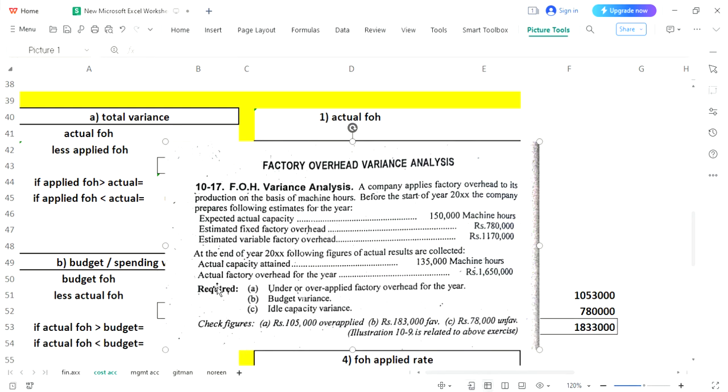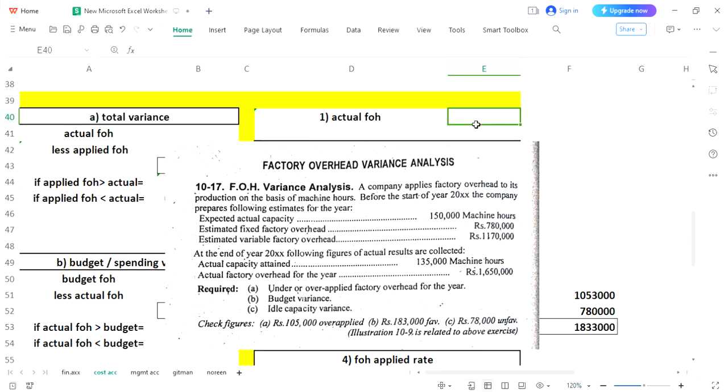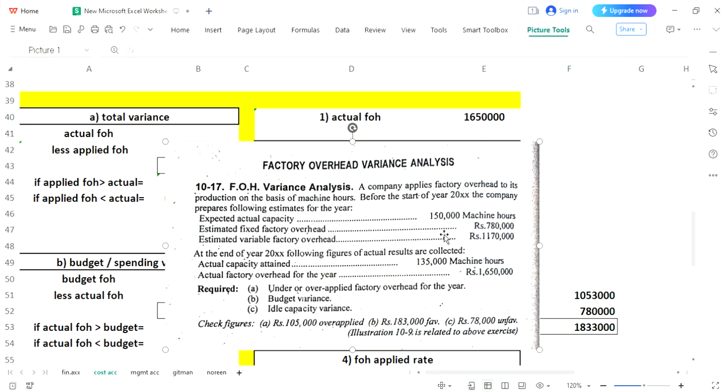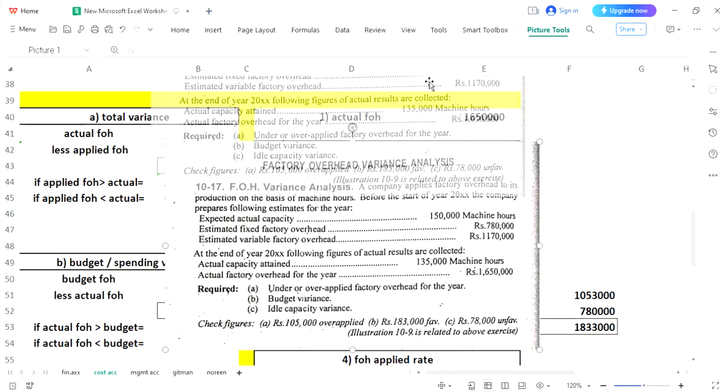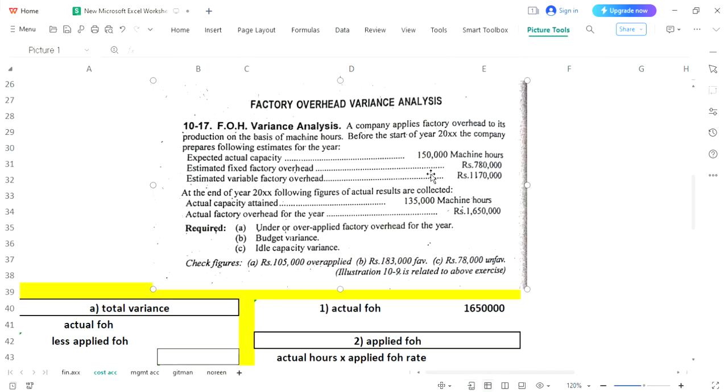Please read out. Actual factory overhead for the year is 16,50,000. This is your actual FH. Put here 16,50,000. So our steps on the right page are completed.